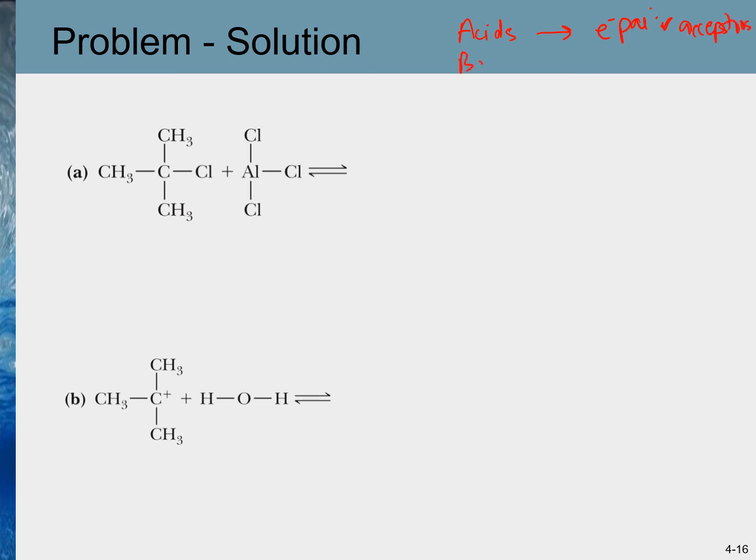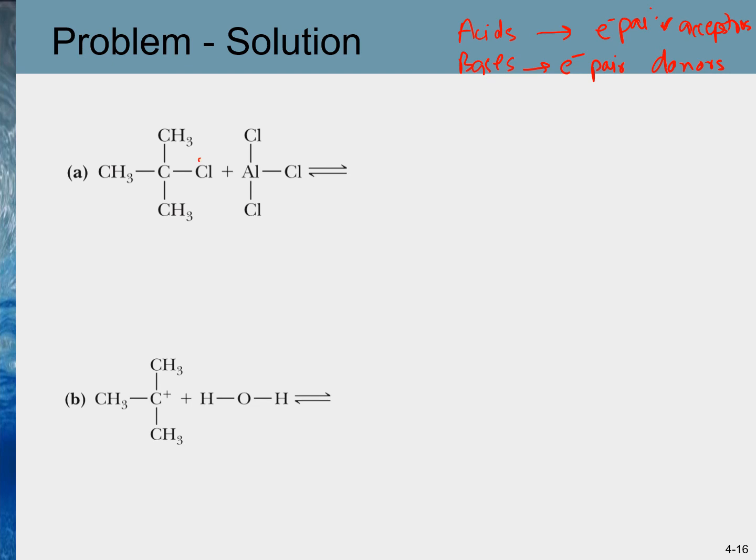And bases are electron pair donors. Okay, so before we assign which one is an acid, which one is a base, let's complete the Lewis dot structure of these compounds.